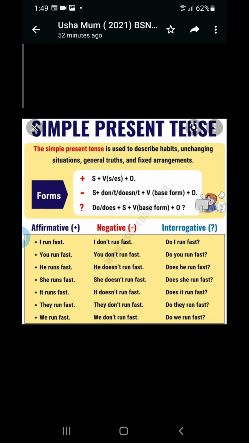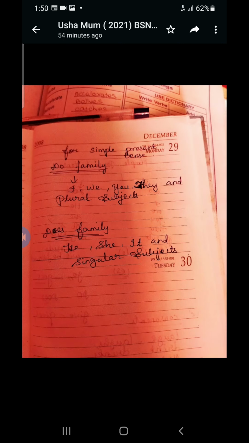First one is base form, present. For example, present, come. Then past, came. Then past participle, come. Come, came, come. Like this you have studied, I think. That's why the first base form verb we have to use in simple present tense. Okay, simple present tense.